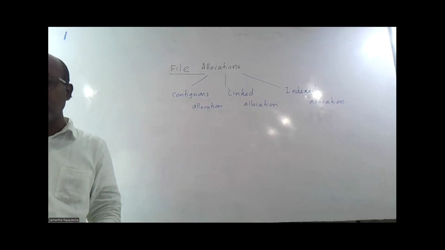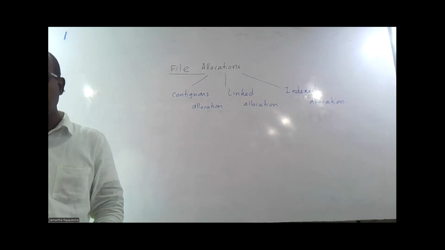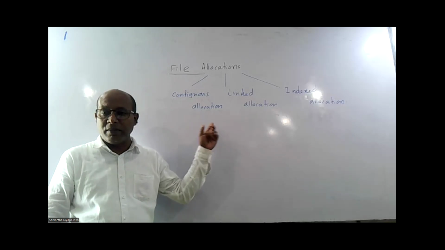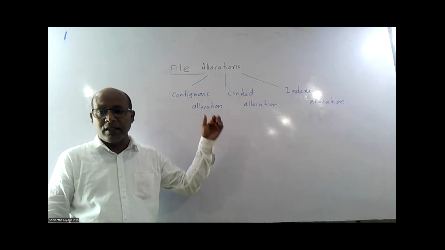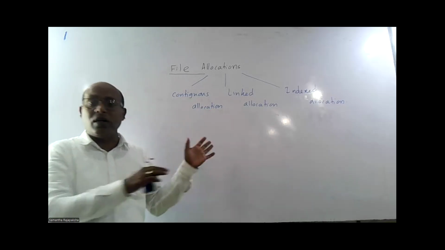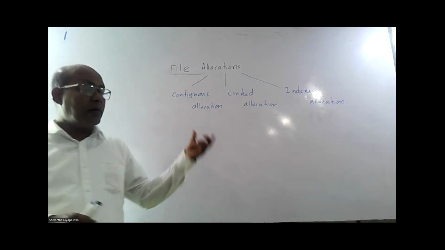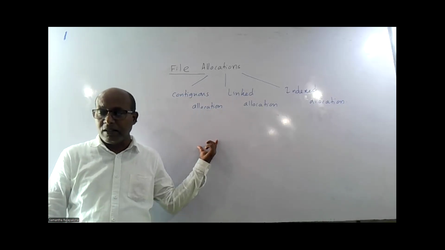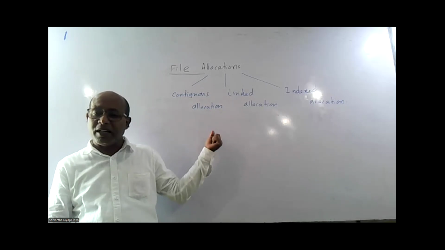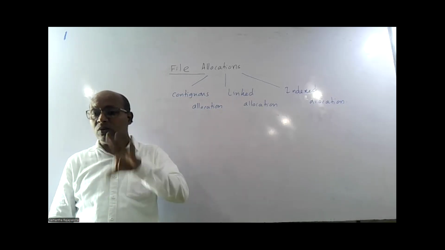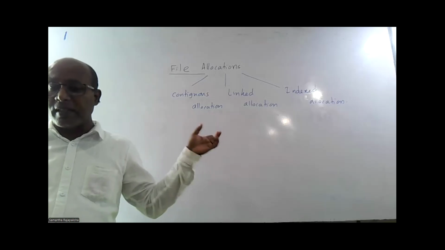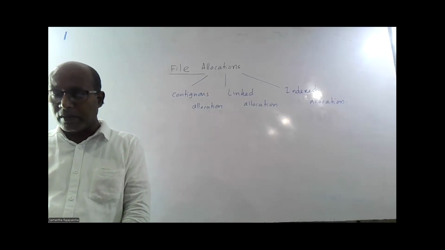Which blocks will be allocated for each file, which we call the allocation methods. There are three of them: contiguous allocation, linked allocation, and index allocation. These three you have to understand very carefully, because in all the past papers, for the last 5 years or more, there were at least one or two questions from these three. Therefore, you need to understand this very carefully.